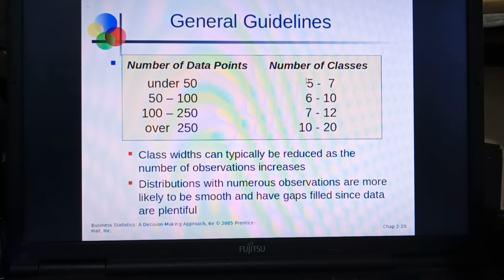So remember this. Under 50, 5 to 7. 50 to under 100, 6 to 10. 100 to 250 data, 7 to 12 classes. While if you have over 250, you could have from 10 to 20 classes.